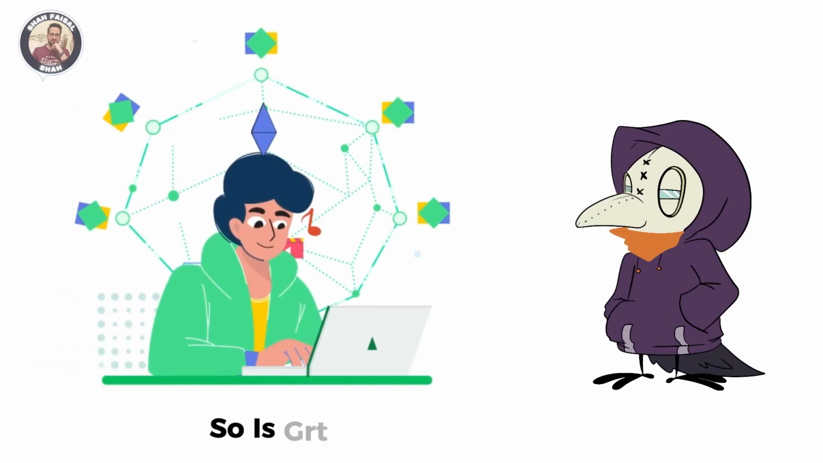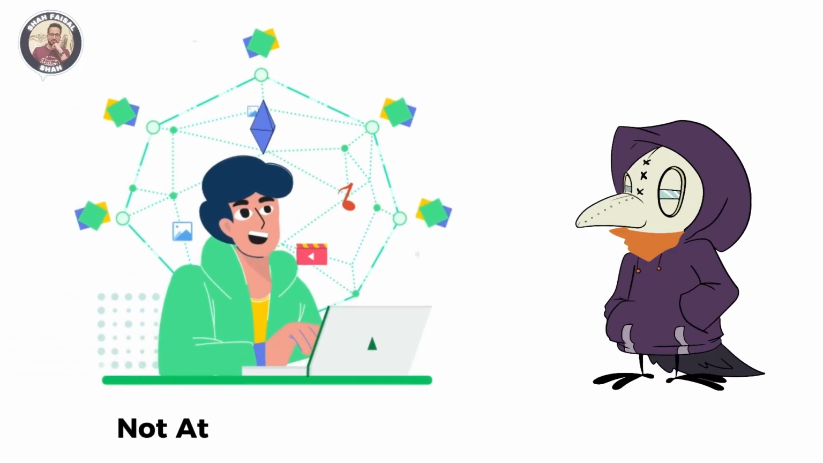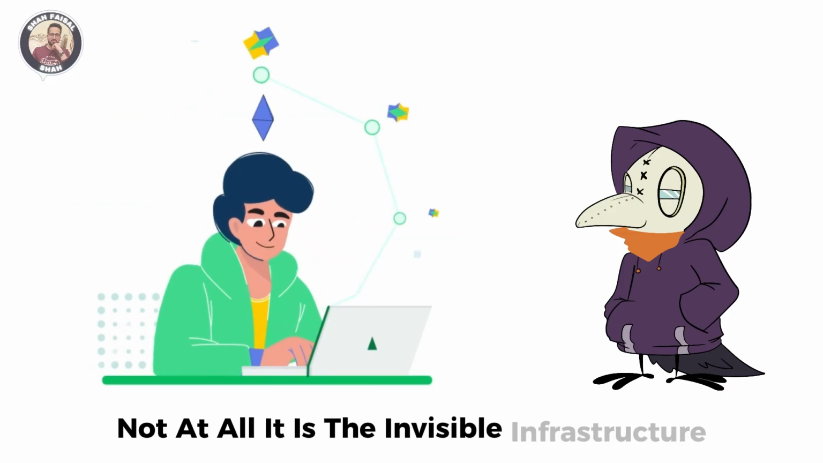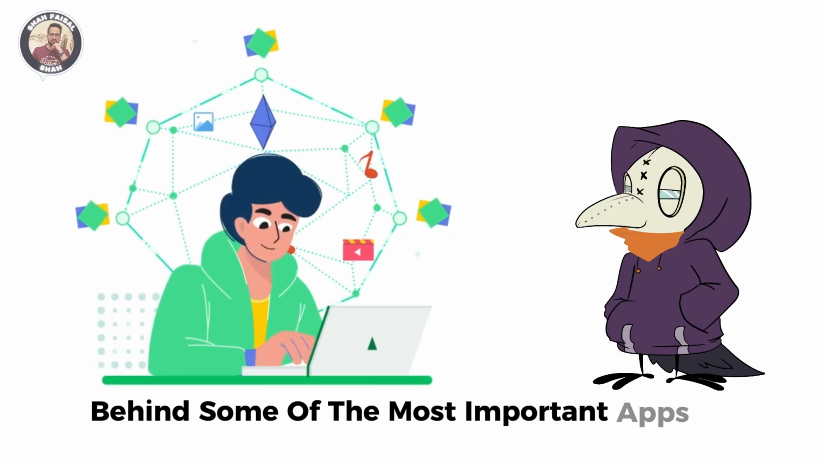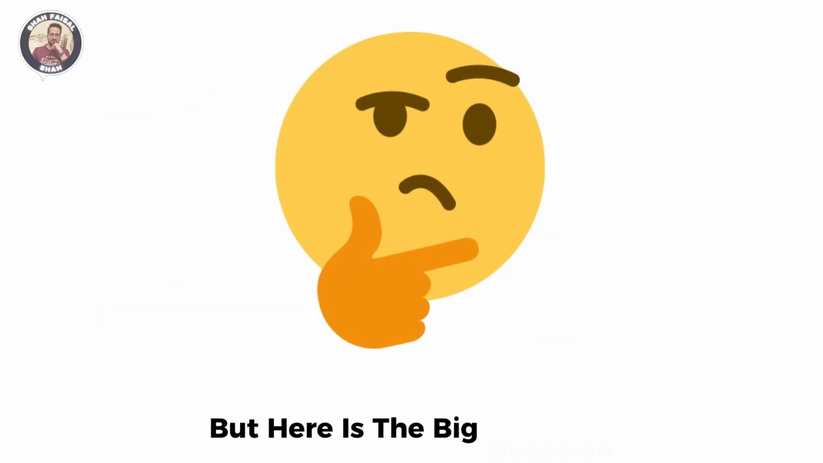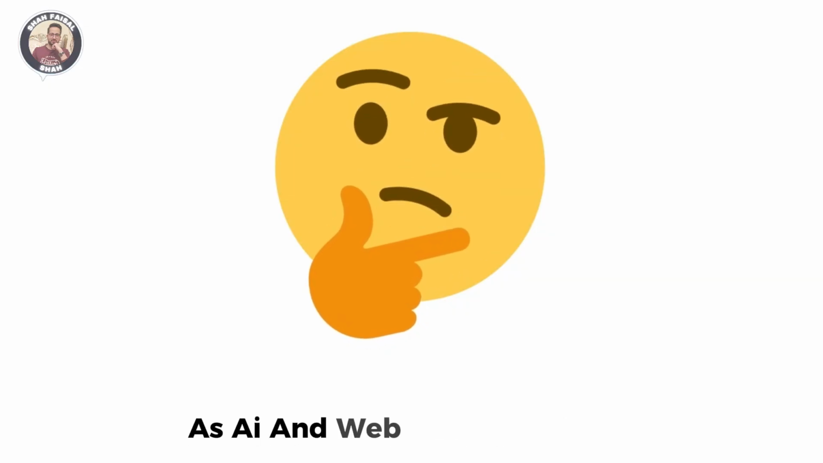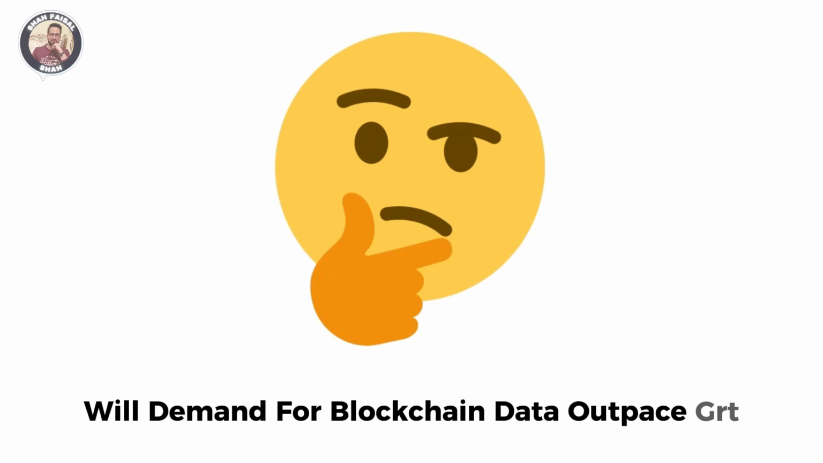So, is GRT just another token? Not at all. It is the invisible infrastructure behind some of the most important apps in crypto. But here is the big question. As AI and Web3 keep growing, will demand for blockchain data outpace GRT supply?